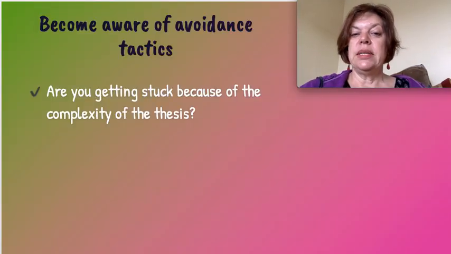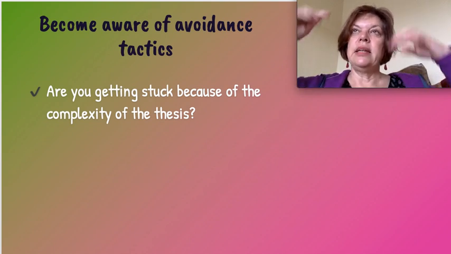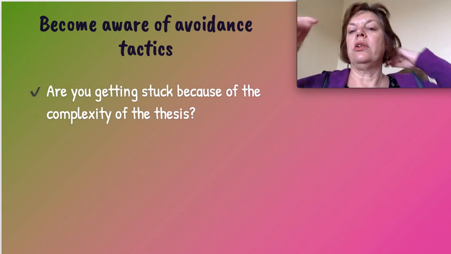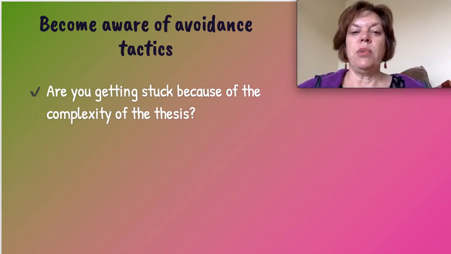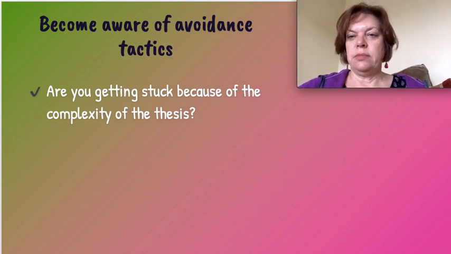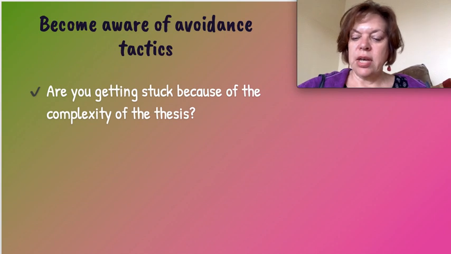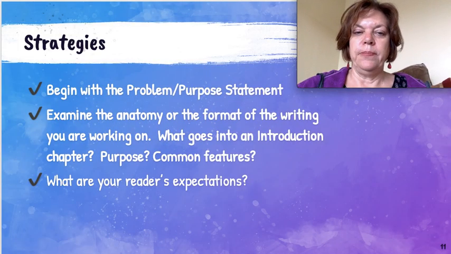So the very first thing we need to do is to become aware of avoidance tactics and then to analyze why we are avoiding. So is it because of our emotions? Is it because we're being distracted? You know, or is it because we actually don't know what goes into this chapter? And if it's because we don't know what goes into this chapter, there are definitely things we can do.